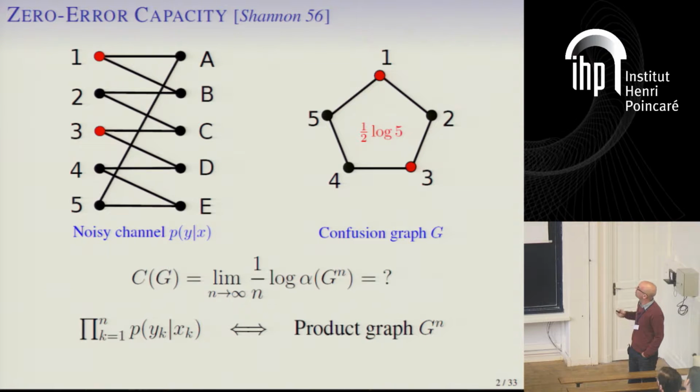Specifically for this pentagon graph, the capacity is actually half log 5 and is attained by a codebook with n equals 2. The achievability was shown by Shannon in '56, and it took about 20 years to show the converse result by Lovász, which we will discuss in a few minutes.